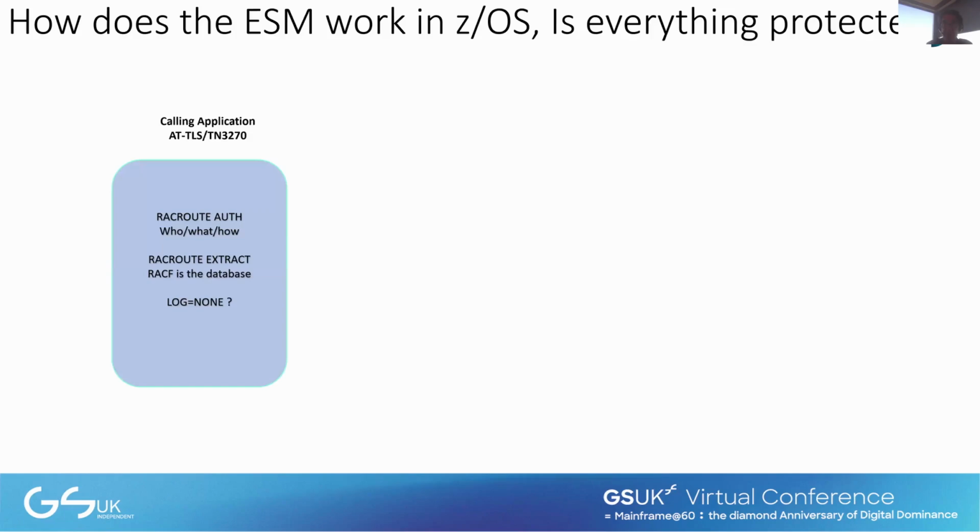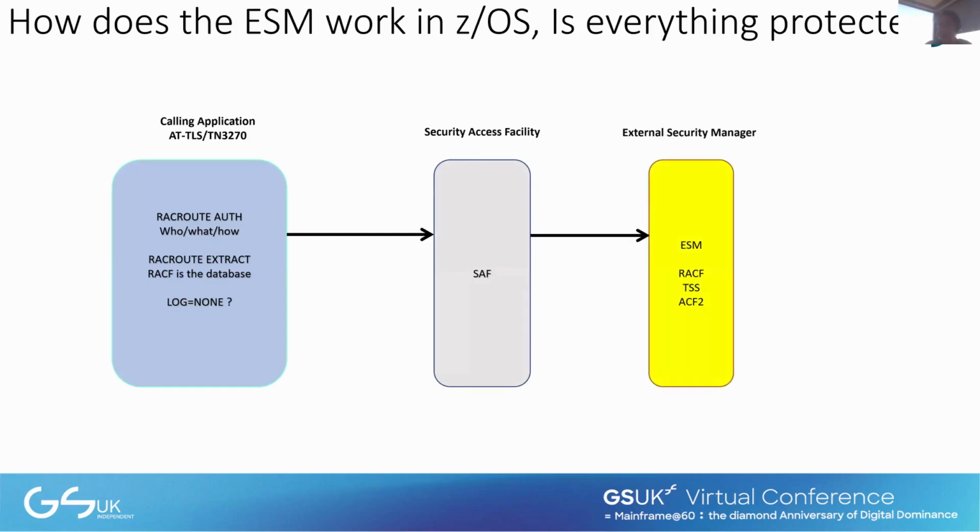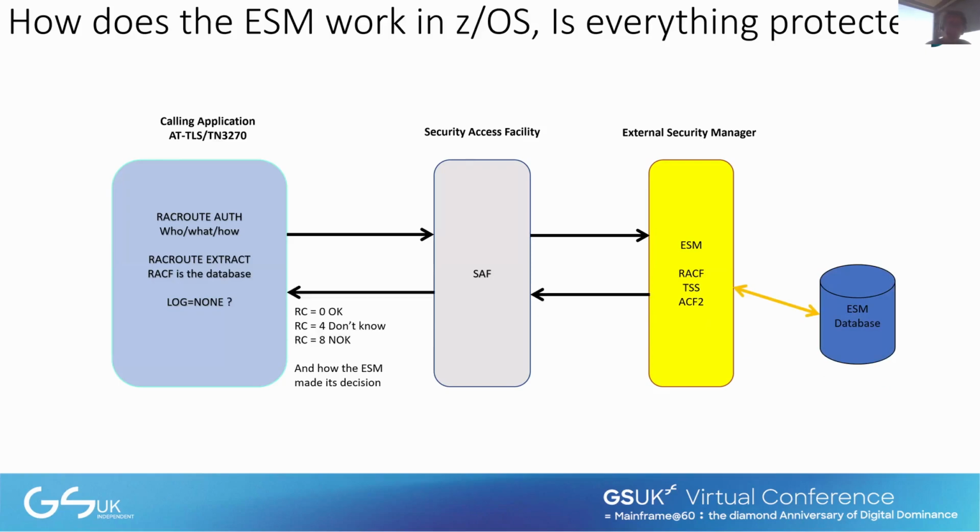That goes out then to what they call the SAF. Well, the SAF is just an API put in place by IBM to allow effectively an external security manager. And today, as far as I know, there are 3 external security managers: RACF, TSS, and ACF2. Doesn't matter because the concept is always the same. And he will consult his database and answer. And we know this: return code 0 is okay, 8 is not okay, and 4 is I don't know. That's how it is today.